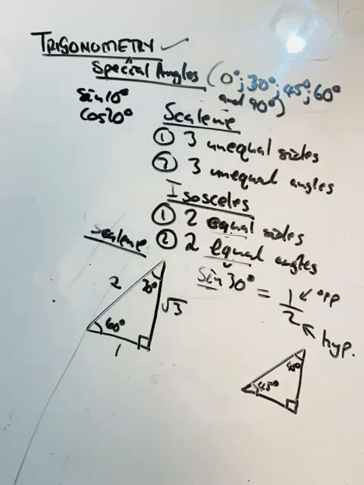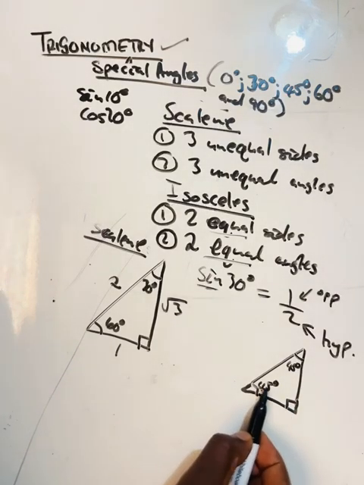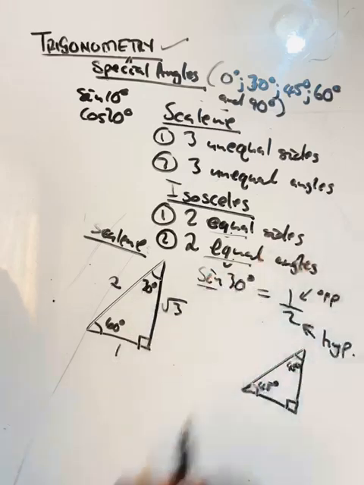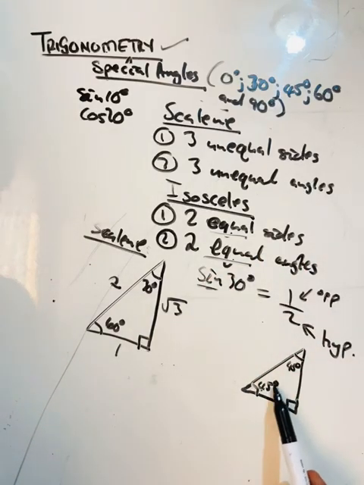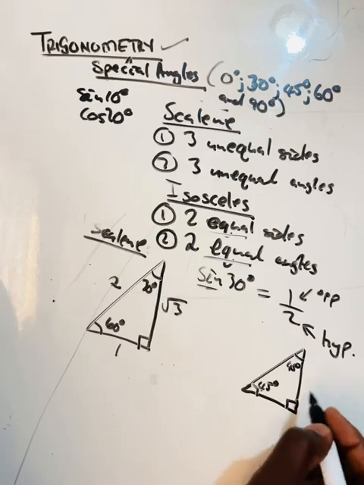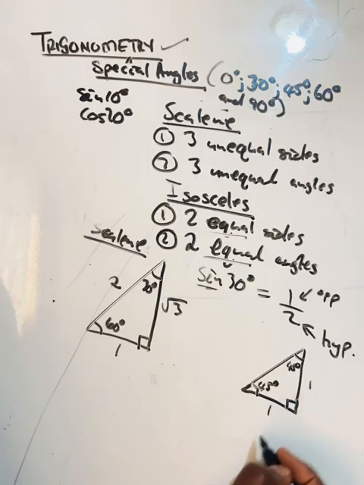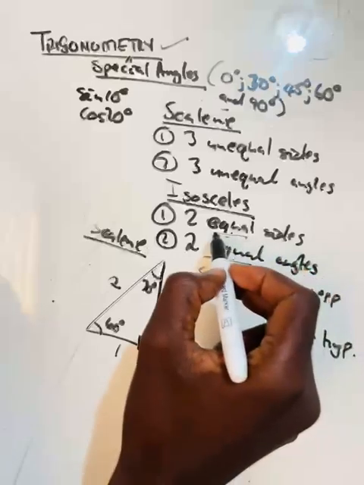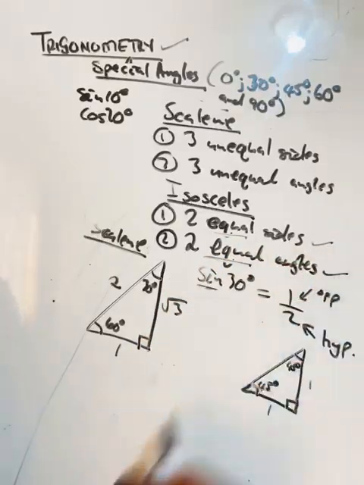Why did I say 180 minus 135? Because when you add these three angles, the three interior angles of a triangle, they add up to 180 degrees. Now, since these two angles are equal, it means that their sides are equal. Meaning to say this side and that side, they are equal. Here we have 1, there we have 1, right? Which satisfies the definition of an isosceles triangle: two equal sides and two equal angles.